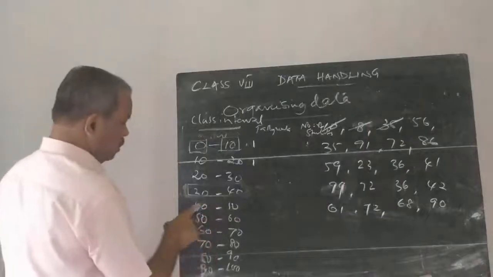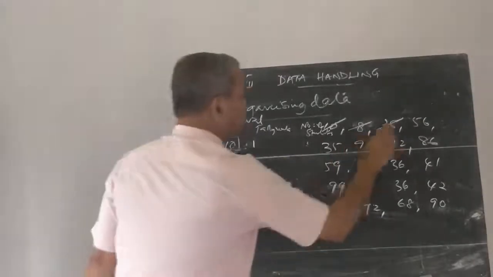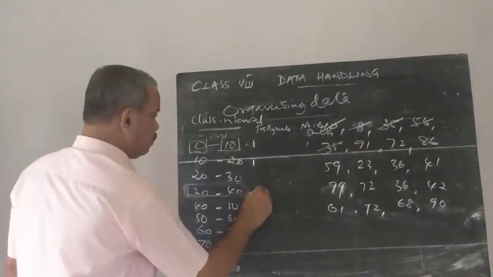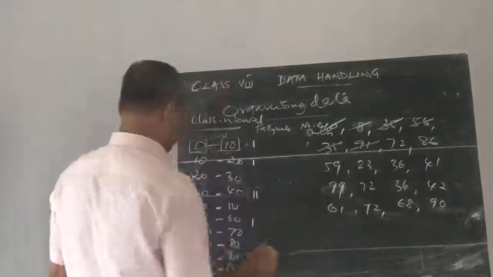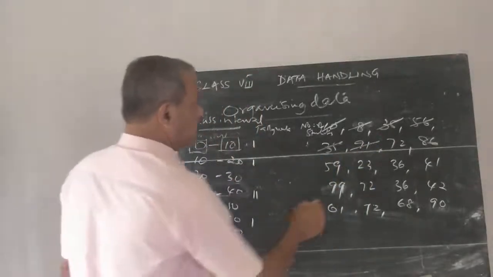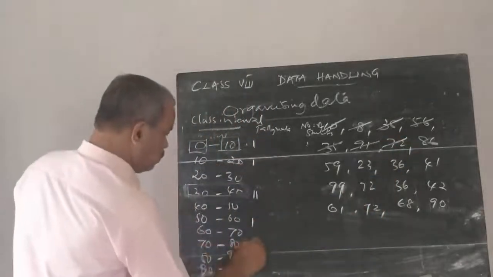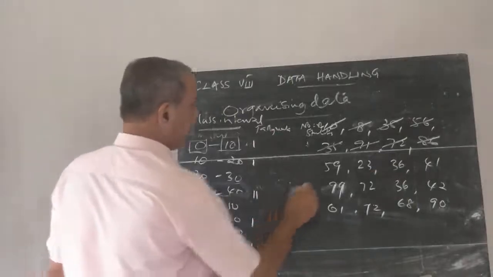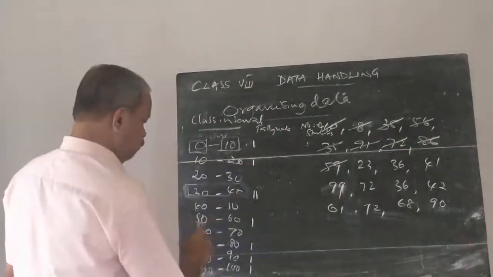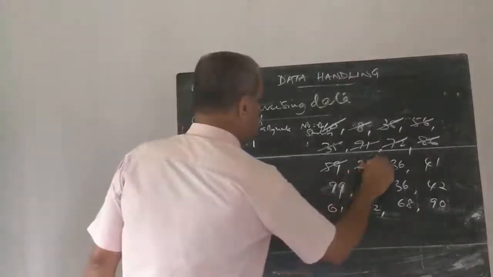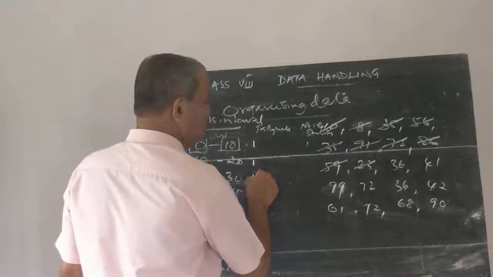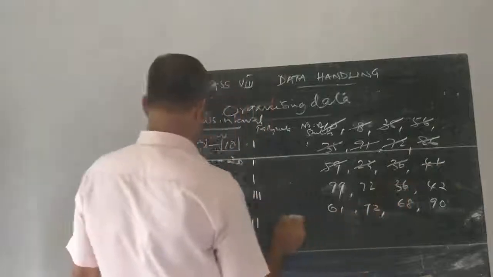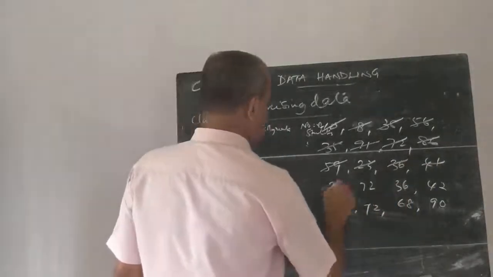38. 38 is between 30 and 40. 56 between 50 and 60. 35 between 30 and 40. 91 between 90 and 100. 72, 70 and 80. 86, 80 and 90. 59. 23. 36. 41. 99.